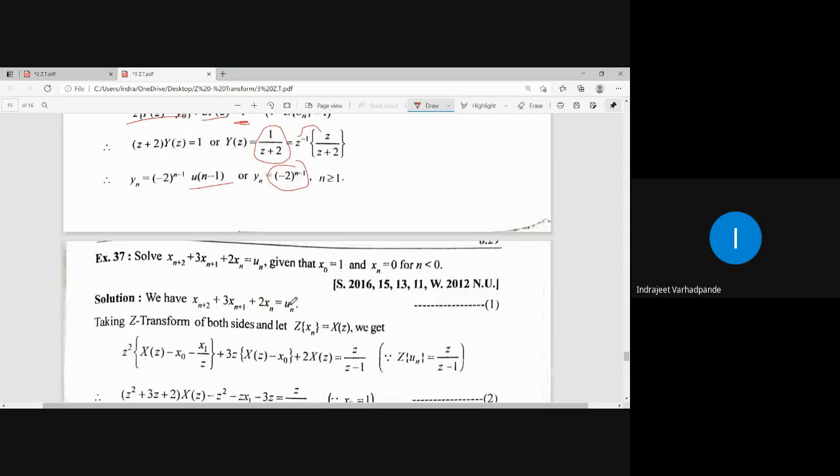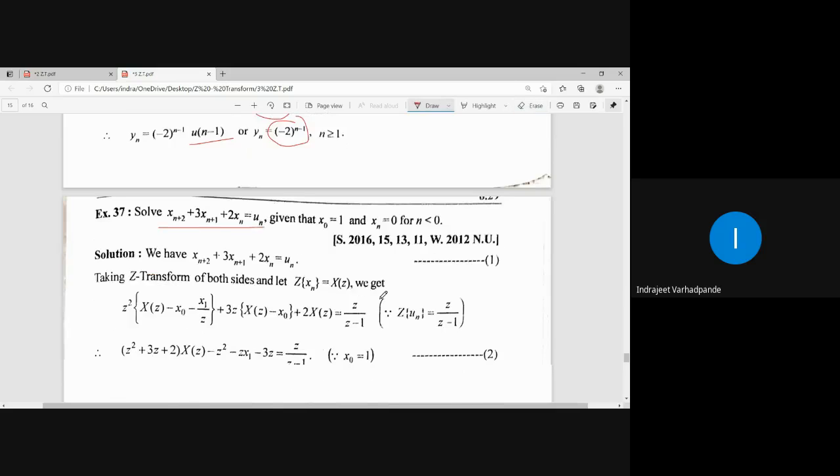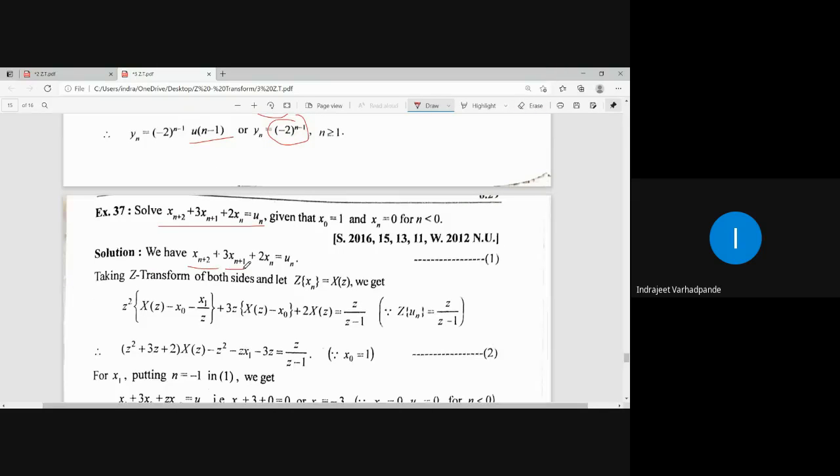This is a typical, peculiar kind of problem where a certain condition is missing. So I will be making use of this condition for that problem to get solved. So we have x(n+2) plus 3x(n+1) plus 2x(n) equal to u(n). u(n) का Z transform क्या रहेगा? u(n) का मतलब है unit step function यानी 1. 1 का Z transform is z upon z minus 1.